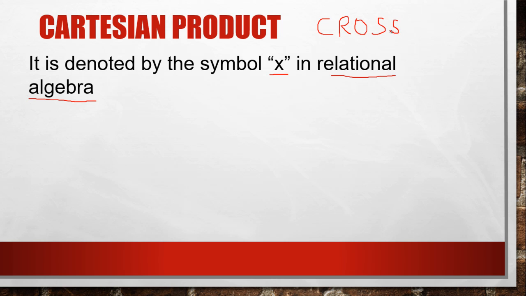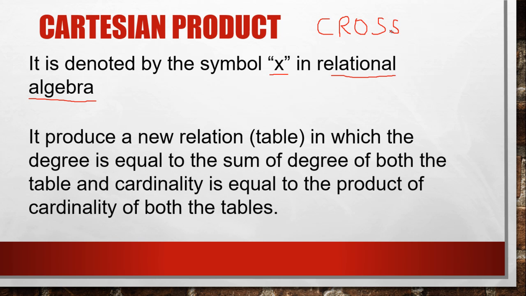So the first thing is that in relational algebra, Cartesian product or cross product is represented by the cross symbol. And the second important point is that it produces a new relation. Relation basically refers to the table. As we have discussed in database terminology, the word relation is basically used for the table. So what work is performed by this Cartesian product? This Cartesian product operation produces a new table, in which the degree is equal to the sum of the degrees of both the tables.